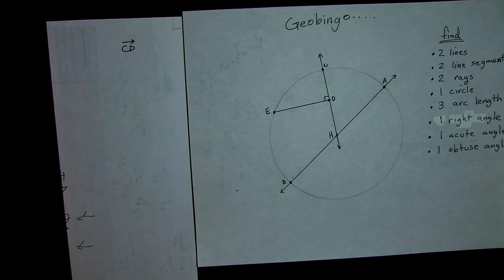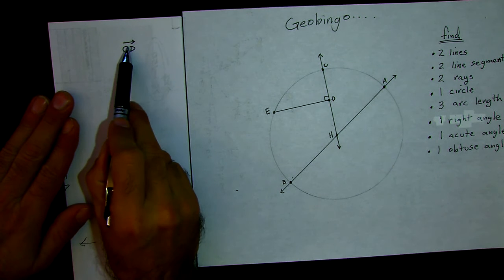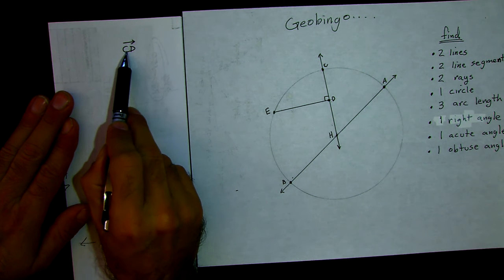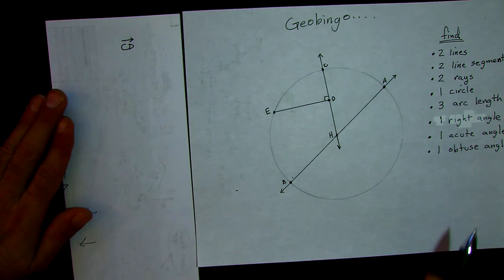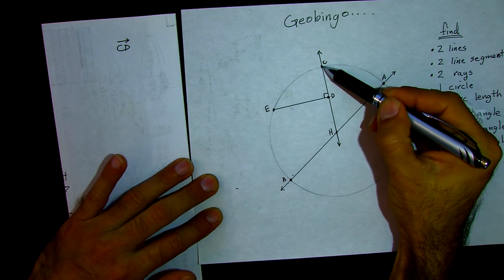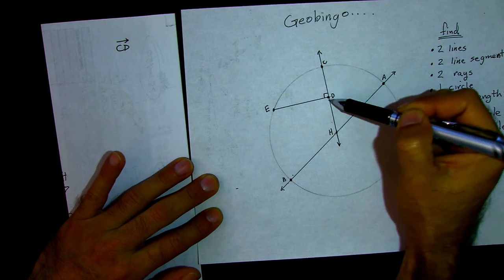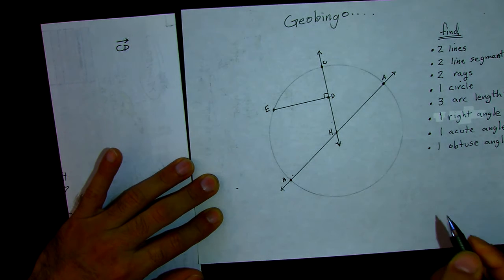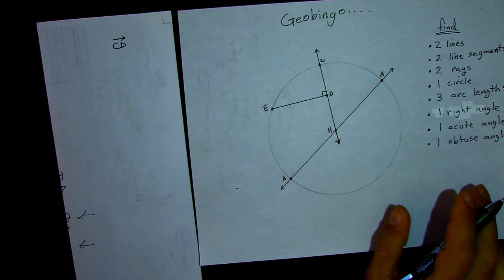Ray CD. Remember, when it's a ray, it starts at one place and goes infinitely in the other direction. So it starts at C, goes through D, and keeps on going. So let's see. C, here's my endpoint. It goes this way through D and keeps going down forever. This arrow means it goes down forever. Okay. You cross it out if you have it.